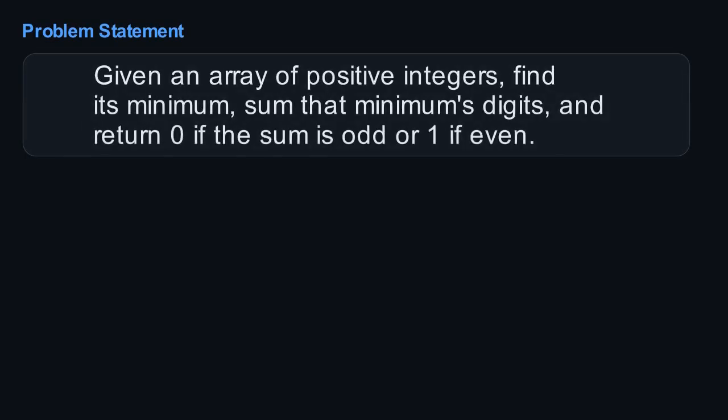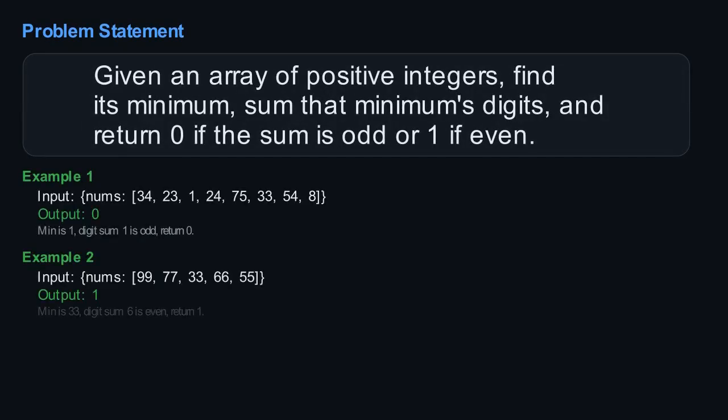Given an array of positive integers, our task is to first identify the minimum value within that array. Once we have the minimum number, we'll sum its individual digits. Finally, if this digit sum is even, we return 1. Otherwise, if it's odd, we return 0. The core challenge lies in efficiently extracting and summing digits from the minimum number.